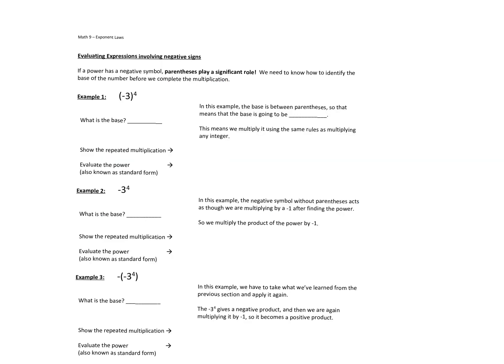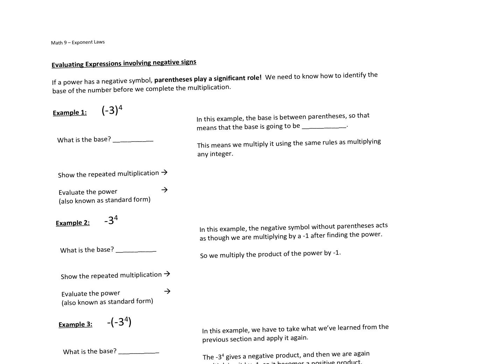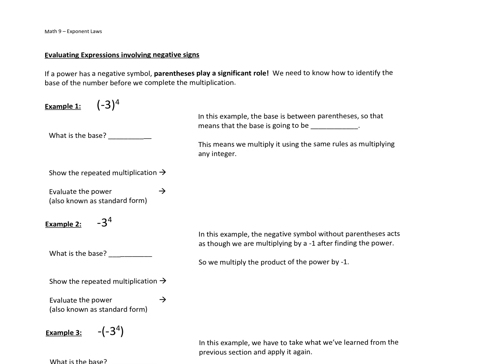So remember that I said that brackets are going to be really, really important, okay? Especially when we're dealing with negative numbers. So if a power has a negative symbol, parentheses or brackets play a significant role. We need to know how to identify the base of the number before we complete the multiplication, okay? So in this case, with example 1, my exponent is outside of the parentheses, okay? We have parentheses around the -3, around the base. That means that the entire base is -3.